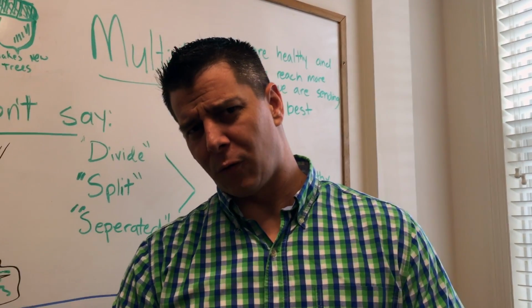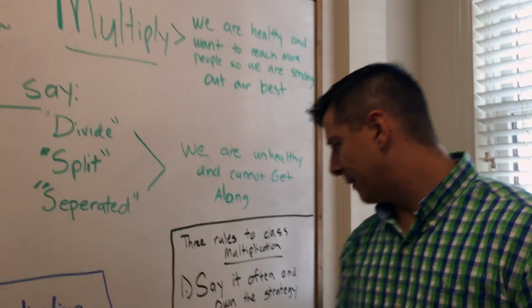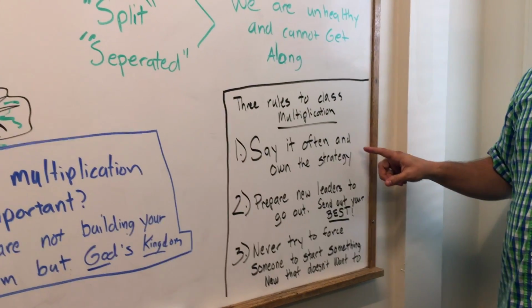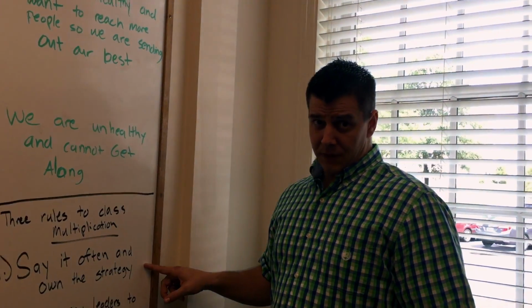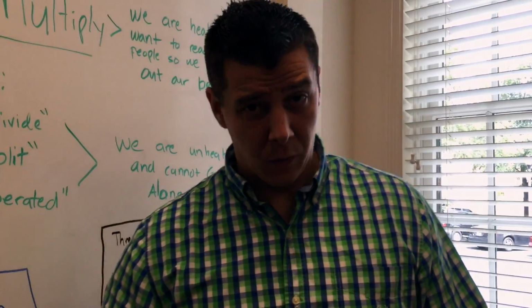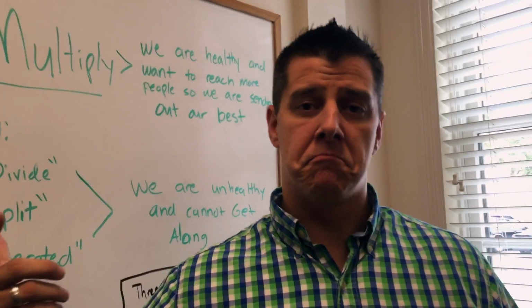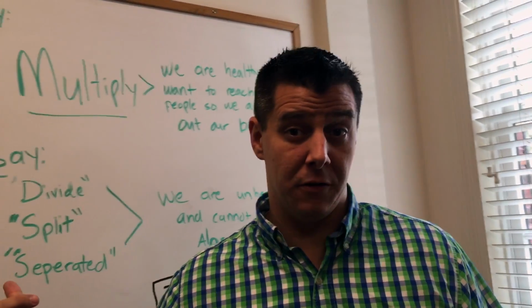So I wrote down 3 rules for you. 3 rules of multiplication. Here we go. Number 1. Say it often and own the strategy. If you tell your class that we want to multiply, we want to start a new class, then they start thinking about it. They start thinking, maybe I could be part of a new class.